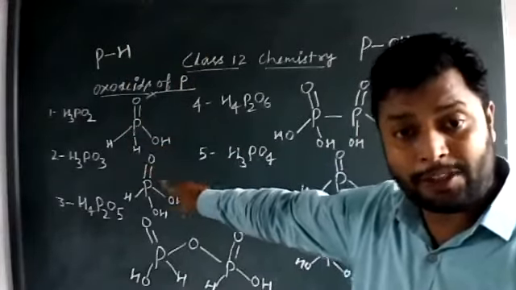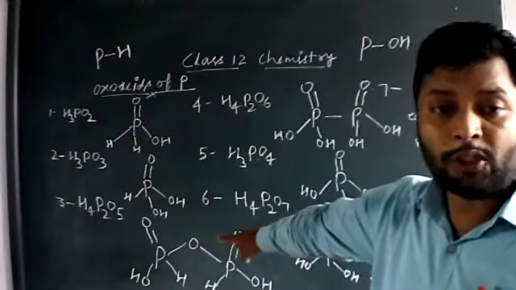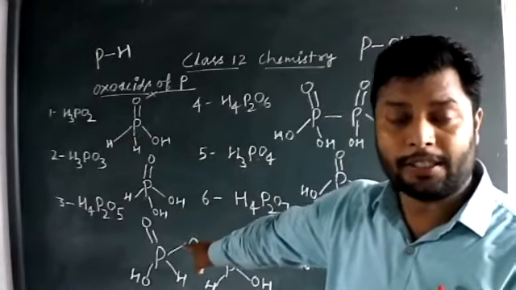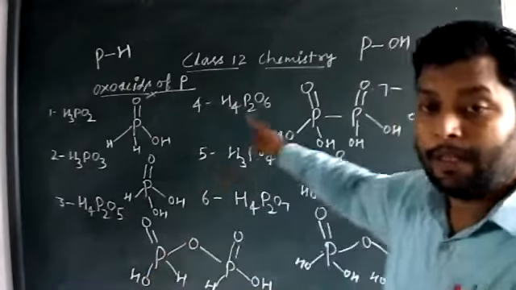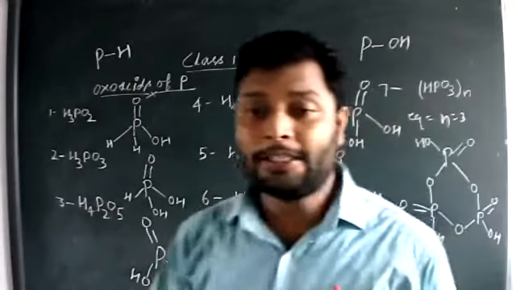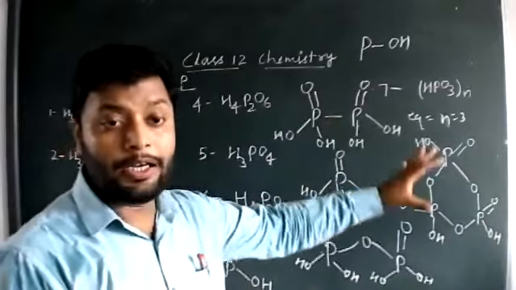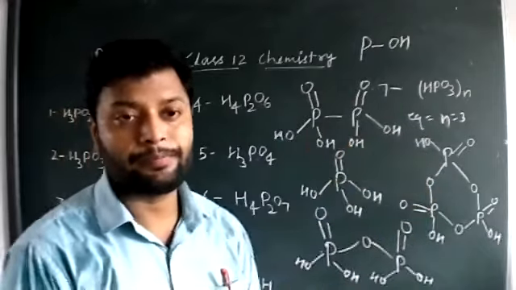H3PO3 will also be reducing, but less than H3PO2. H4P2O5 is also of reducing nature. These molecules also have reducing nature. In the other molecules there is no P-H bond available, so they are all called non-reducing.